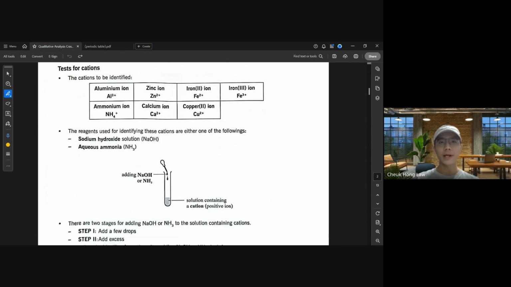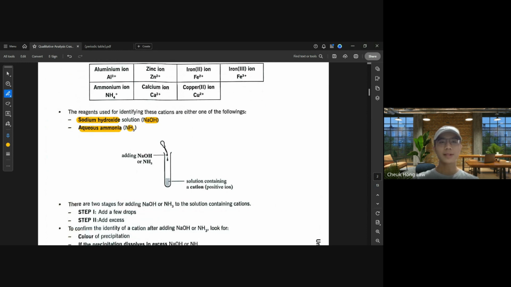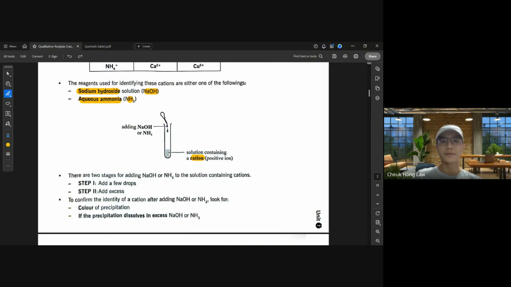Okay, so there are 2 reagents that we use to test for these cations. One is sodium hydroxide solution, your NaOH. The other one is aqueous ammonia, NH3. That means you will add these reagents to your solution containing the cation. You either add sodium hydroxide or aqueous ammonia, and you'll see some observations.